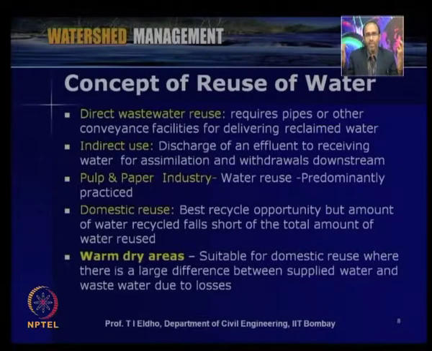Also, if we are recharging the treated water to the aquifer systems, that water will again be pumped back for other direct use. So, that way we can say there is indirect use.